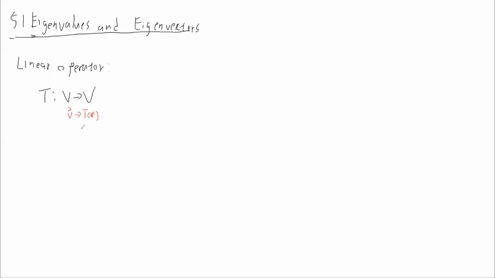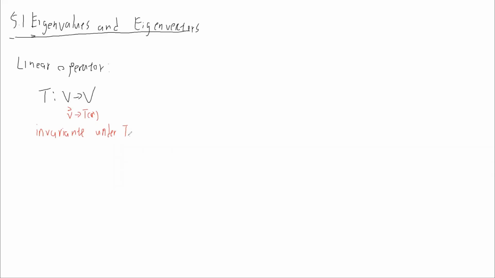Now, an operator that has this property is also called invariant under T, because T sends a vector into the same space. Okay. Now let's look at the second paragraph.